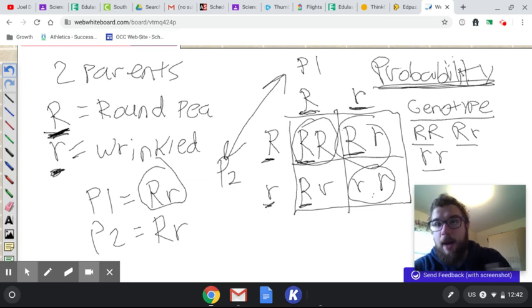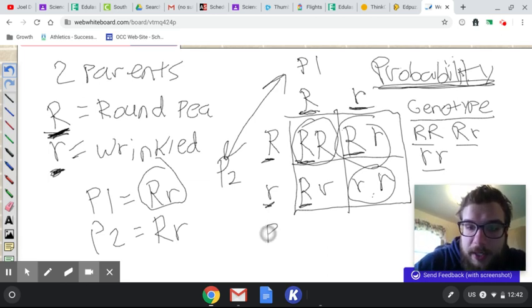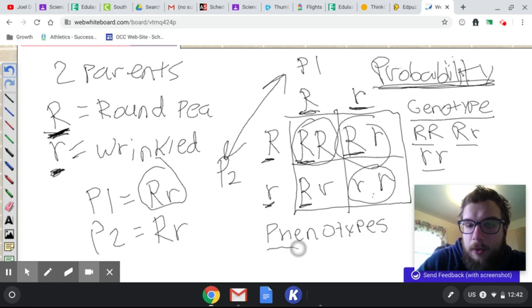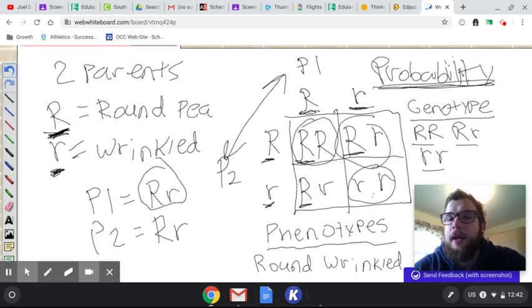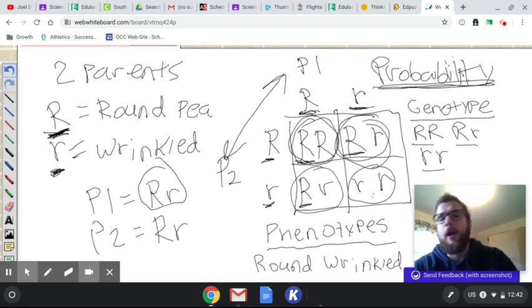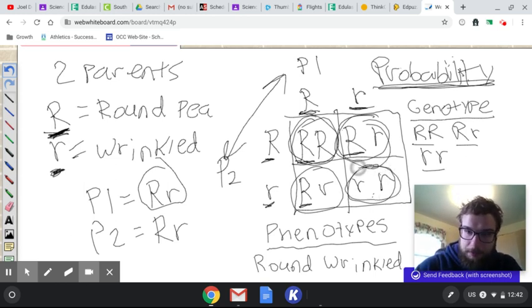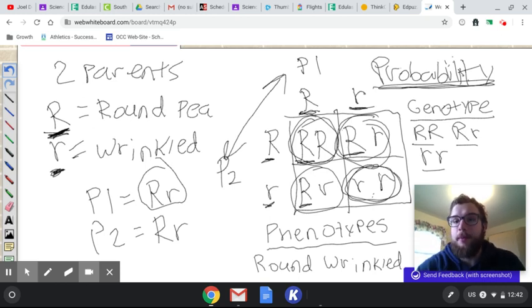Now, my phenotypes: I'm only going to have 2 different phenotypes here. Sorry, I don't want to draw it on my face, so I'm going to put it down here. So phenotype-wise, I can only get 2 different results. I can get round, or I can get wrinkled. Now let's talk about that for a second. These three quadrants, this one, and this one, all represent an offspring that would be round. This fourth one right here represents an offspring that would be wrinkled.